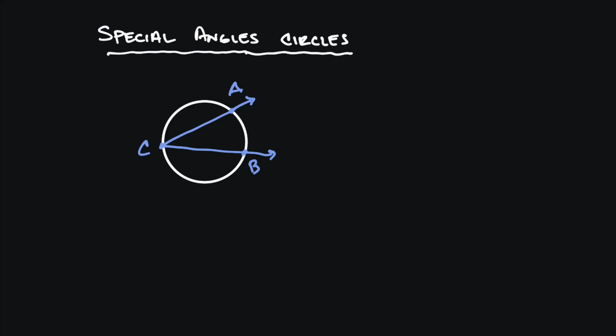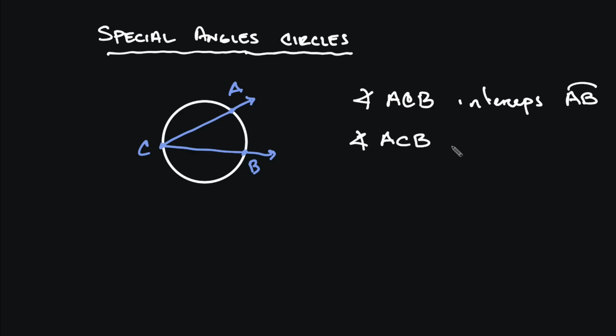Okay, so we said that angle ACB intercepts arc AB, basically. We can also say that angle ACB is inscribed onto an arc. Arc ACB, right? Is inscribed in this piece of arc.